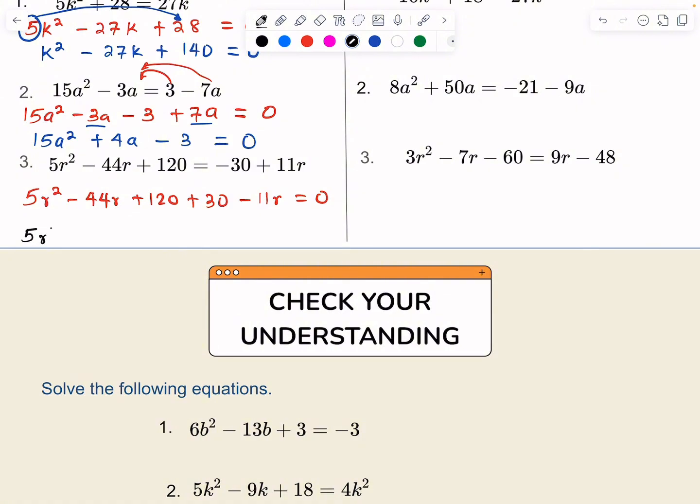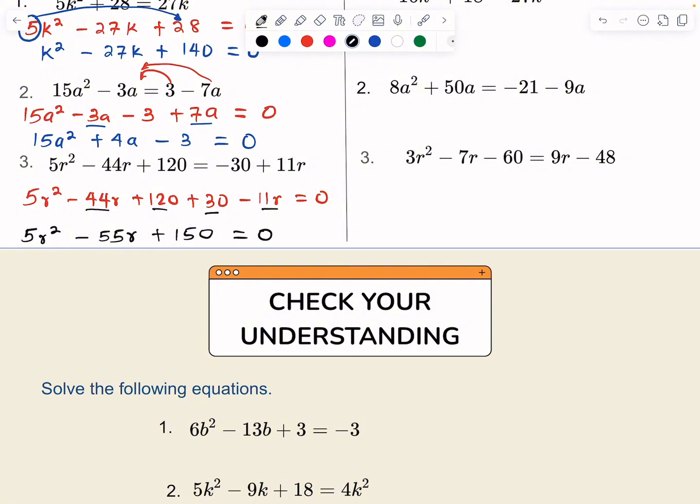So I have 5r squared. These are like terms, so I have negative 55r. And then these are like terms, so I have 150 is equal to 0. Do you think I can simplify this further to make it easy for me?